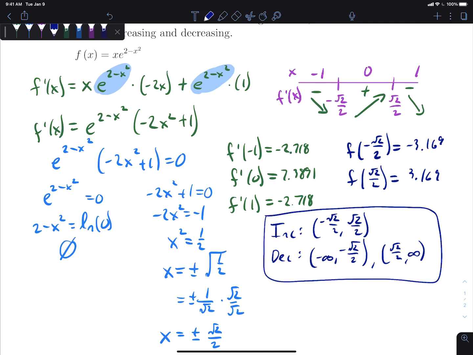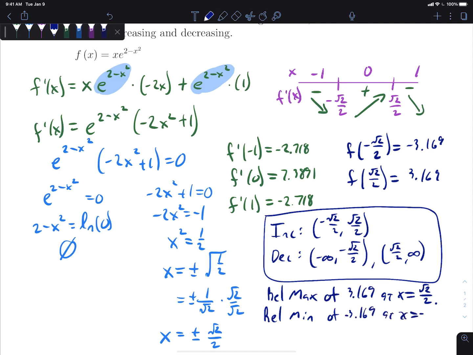And as for the relative extrema, there is a relative maximum, and notice the maximum occurs over here, of 3.169 at x equals positive square root of 2 over 2. And there would be a relative minimum of negative 3.169 at x equals negative square root of 2 over 2. Outstanding.